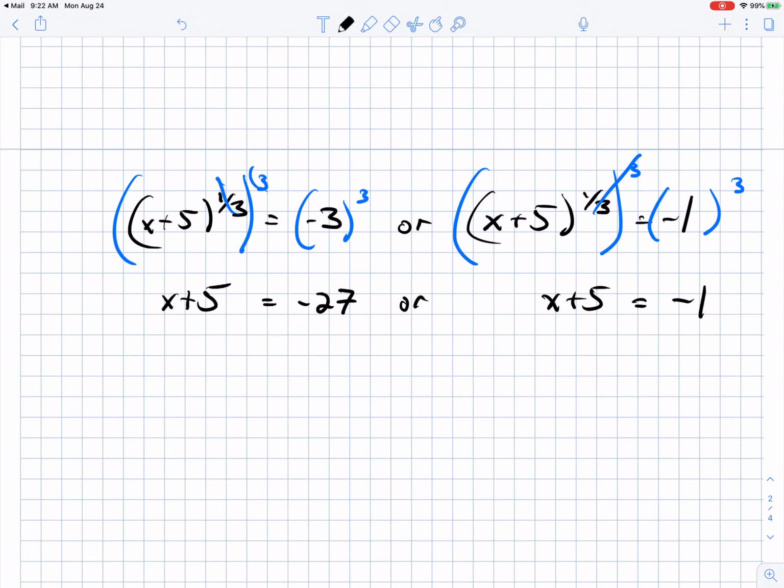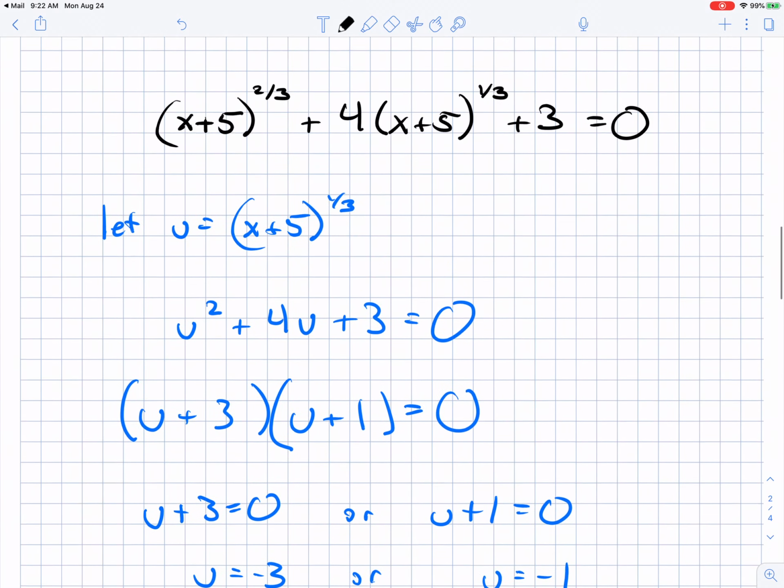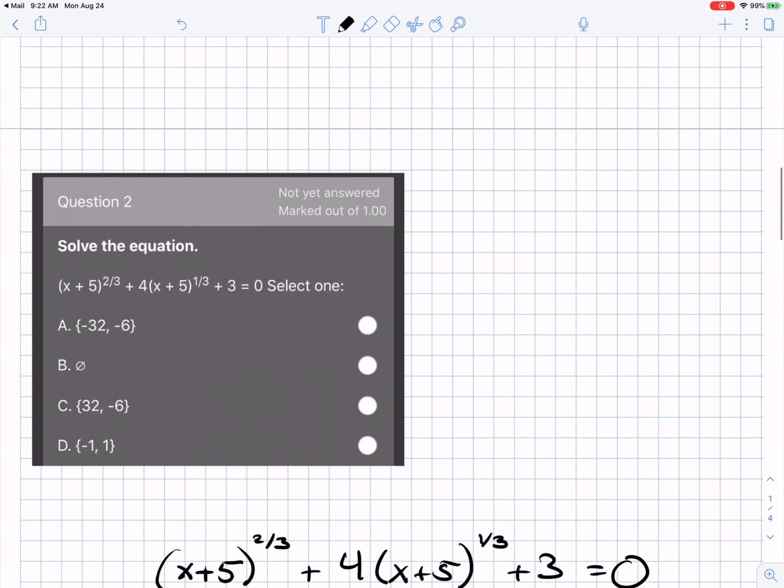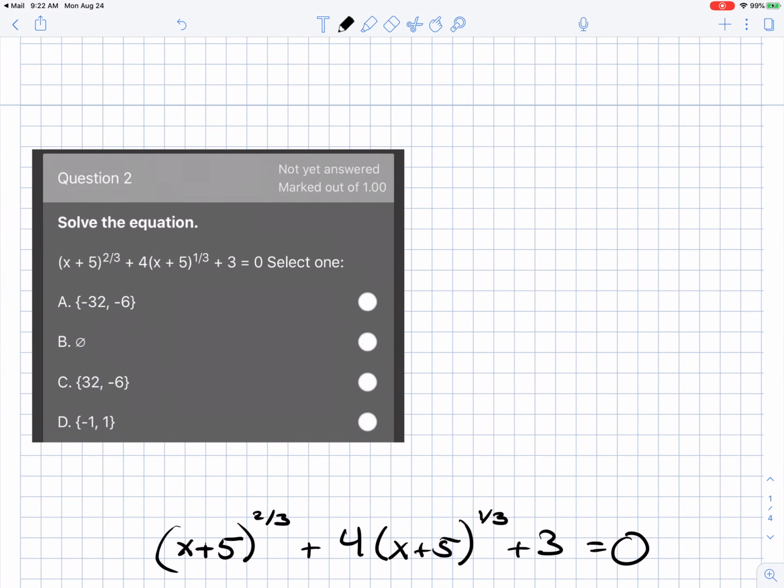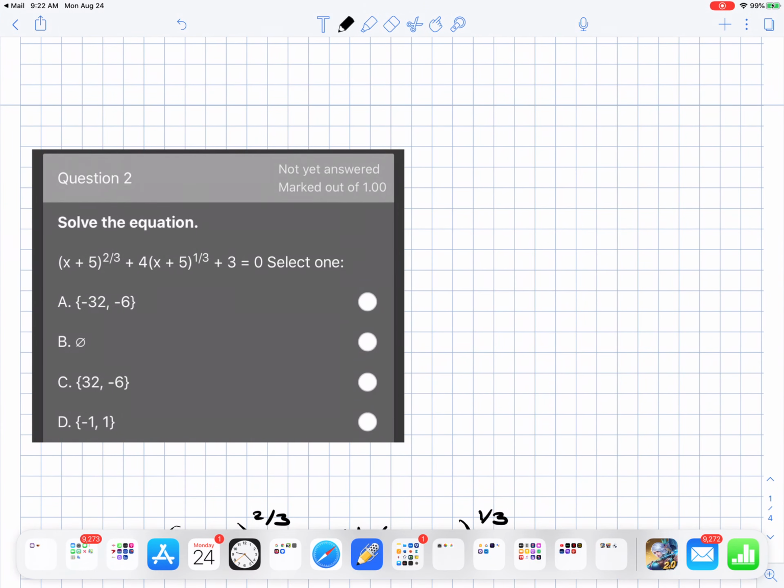If we keep going, subtract 5, x equals -32. Or subtract 5, that's going to be -6. So x equals -6. So I got -32 and -6, and we should check them in the original before we try to submit these answers. I'm going to show you how we can check this in a graphing calculator.